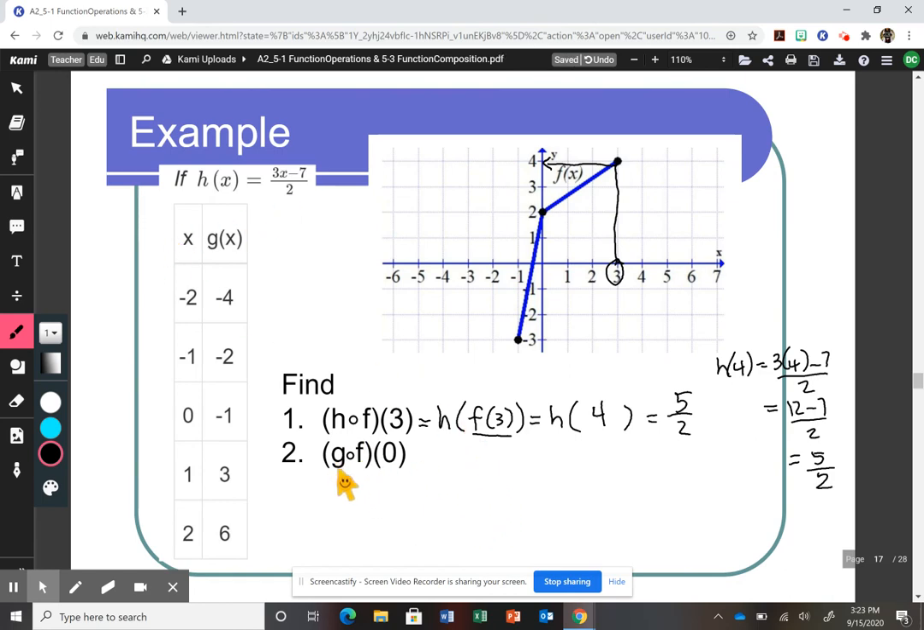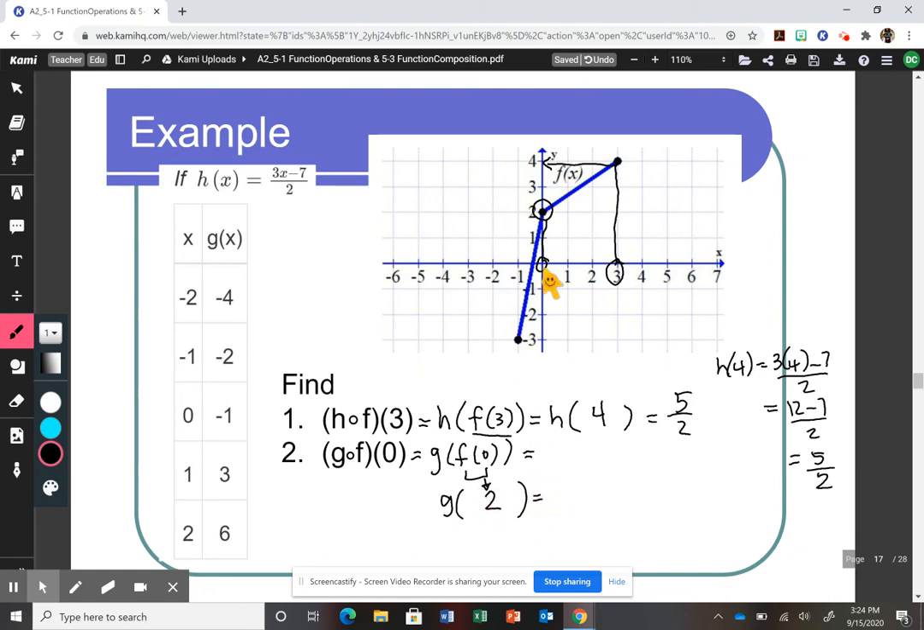So now I'm going to do this one. It's the same thing. Remember, I rewrite it like this because I can easily see which one is on the inside. So I'm going to do the inside first. What is f of 0? That's what has to go in here. Well, what is f evaluated at 0? Well, here's 0. This is where x is 0. I go up and it is a 2.